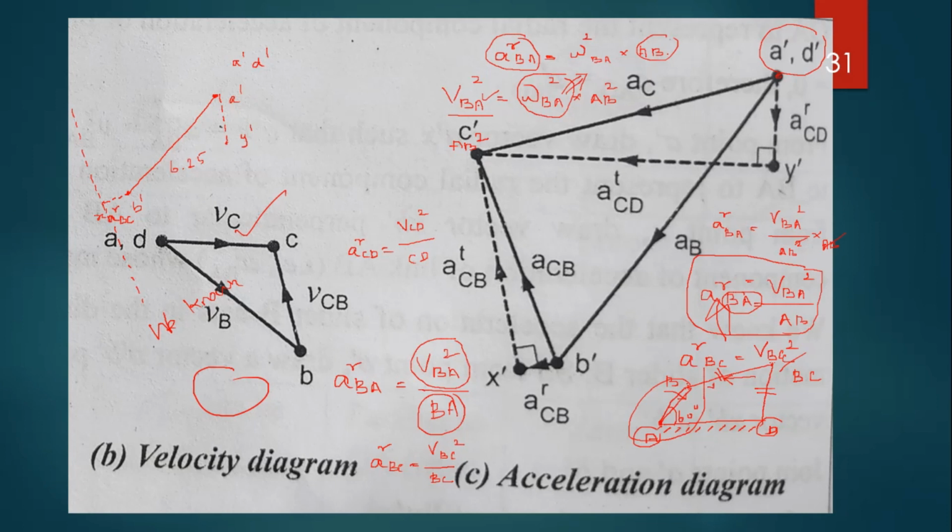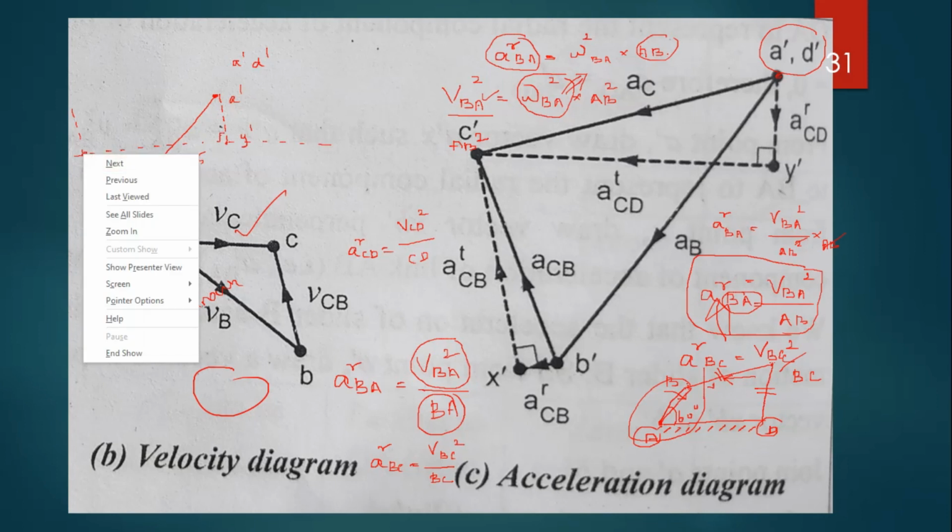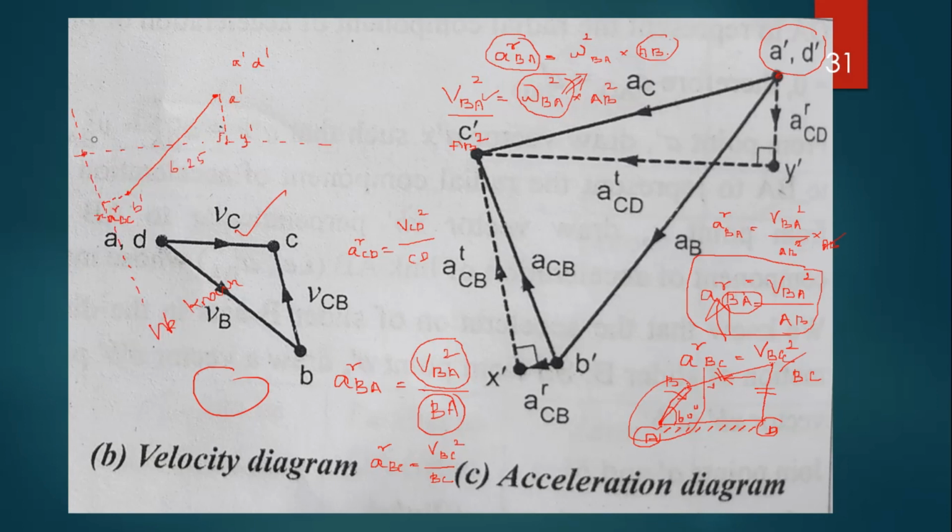So now we have to draw the tangential component. For the tangential component we don't know the magnitude, but we know it is perpendicular to the corresponding link CD. So through this y dash we draw a line that is perpendicular to the radial component, right? Here we got the cutting point, so this is actually C dash. Join this C dash with A dash and join this C dash with B dash, right?